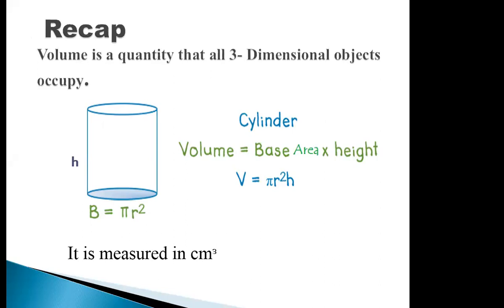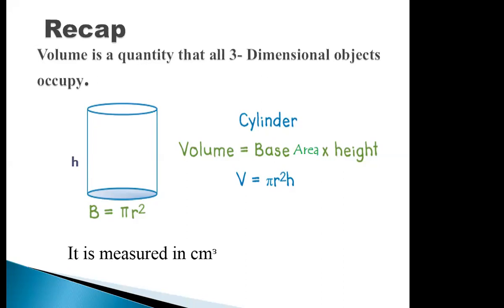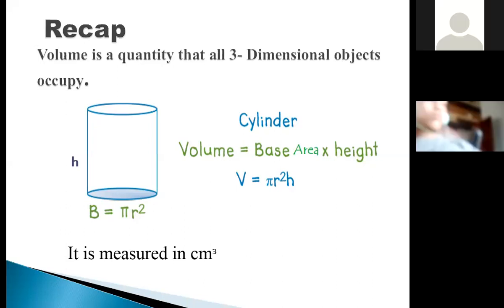You know that the volume of a cylinder is base area times height. The base is at the bottom, on which the cylinder stands, and it is circular. So the area is pi r square, and height is the height of the cylinder. So volume becomes pi r square h. You know that it is measured in cubic centimeters, but we write centimeter cube and read it as cubic centimeters.